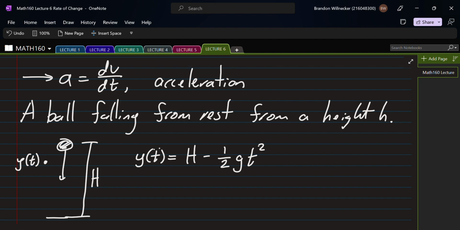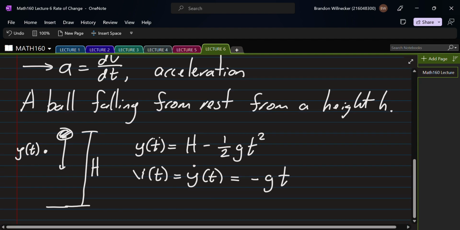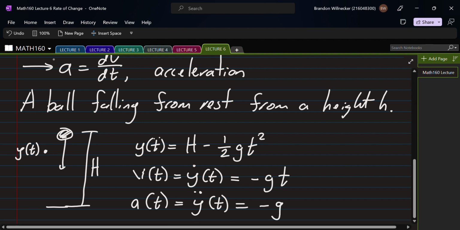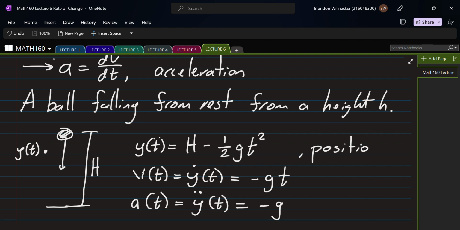If we want to know the velocity, we can write v of t. Sometimes this is written as y dot of t. Okay, we just differentiate the position, and then that gives us the velocity, so that will be minus gt. Okay, and then we can differentiate this again and get the acceleration. So a of t, sometimes written as y double dot t, that will just be minus g. So here we've got the position, the velocity, and the acceleration.